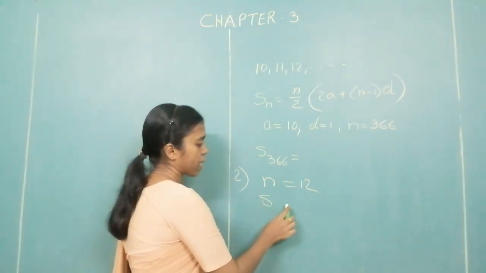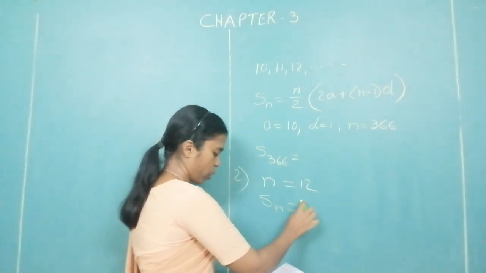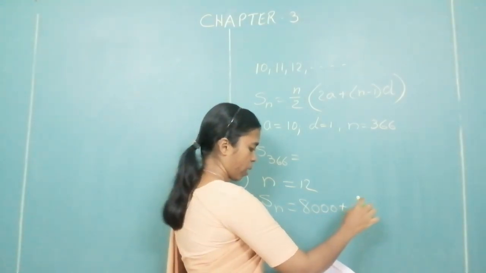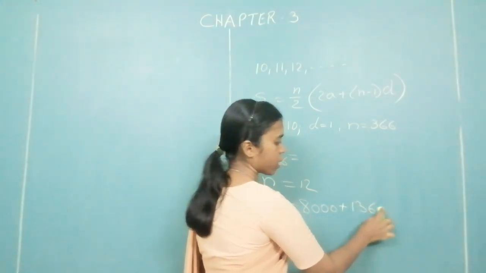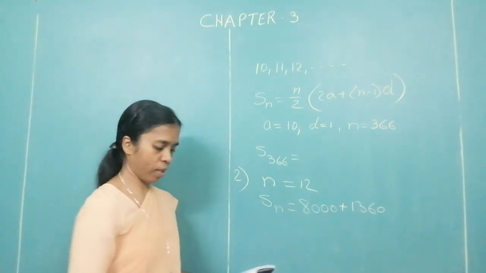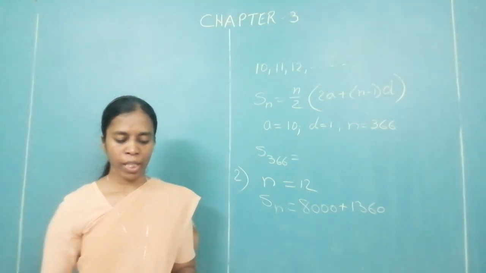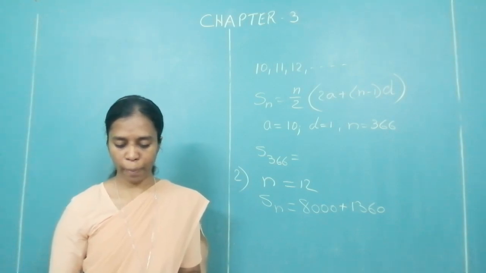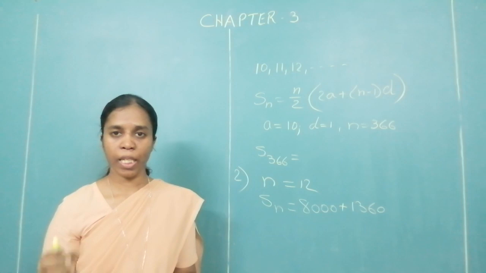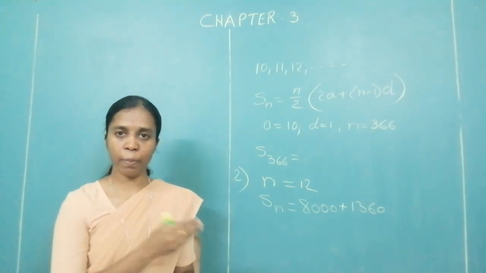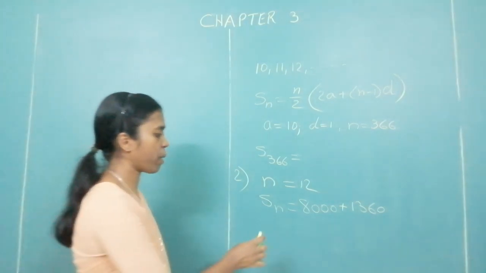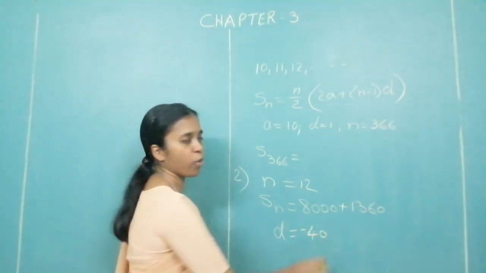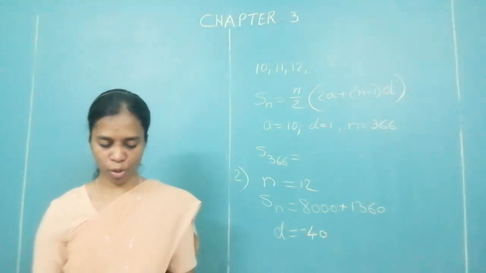What is your S? Sn is equal to, what is given to you over there? 8,000 plus 1,360. n is 12. Now what else is given to you? Each installment being less than the preceding by 40 rupees. Less than means that what is given to you is d. d is minus 40. Okay, d is minus 40.